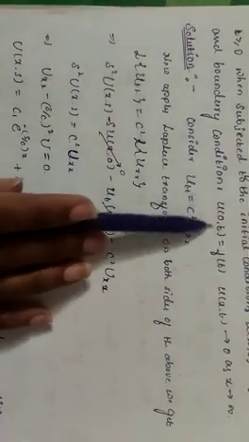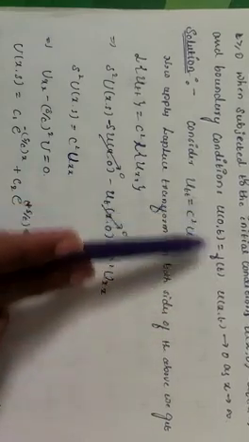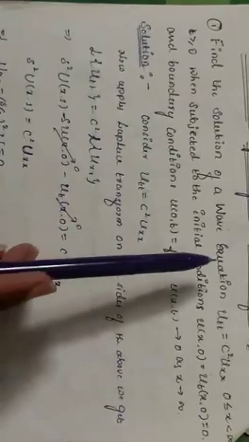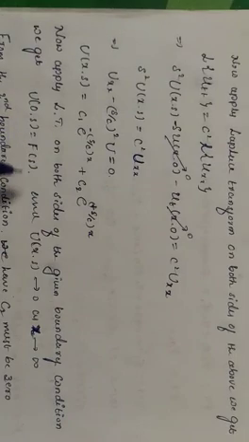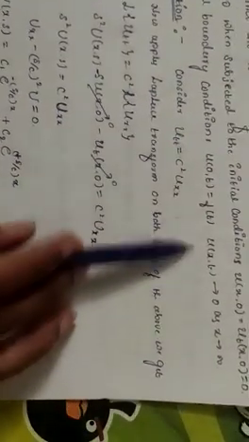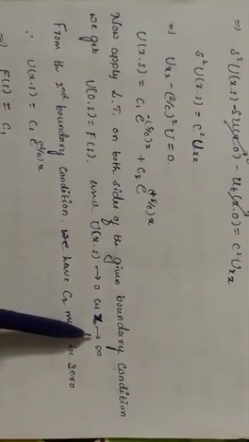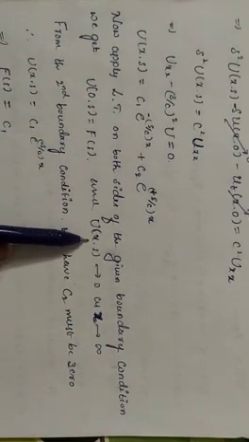Now we consider the boundary conditions. These two are the boundary conditions. We apply the Laplace transform on both sides of these two boundary conditions. The first becomes capital U of 0 comma s equals F of s, and the other boundary condition becomes capital U of x comma s tends to 0 as x tends to infinity. This is the first boundary condition and this is the second boundary condition.